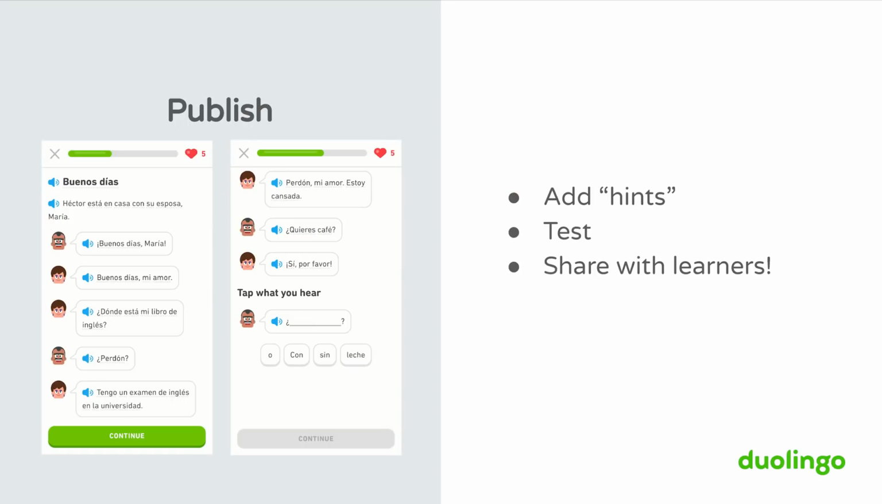And after production, we are ready to publish. We add what we call hints. These are the translations as you're reading the story, if you need to tap and see those. We test them to make sure they're working well, and then we publish, which is the moment when we share these stories with learners, which is by far the best part of the process.